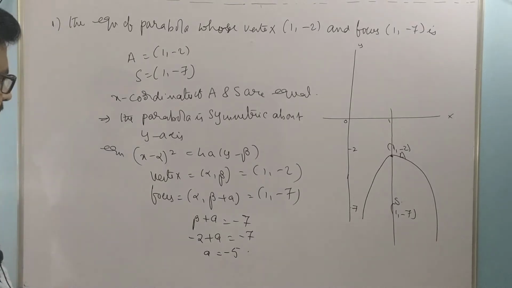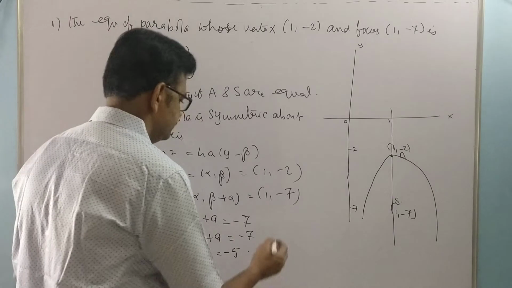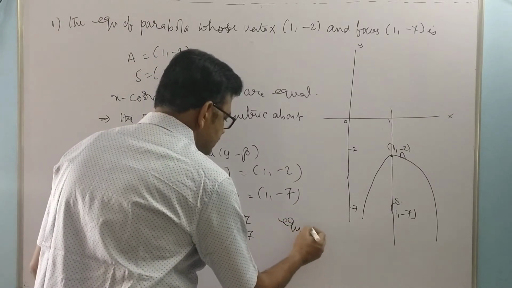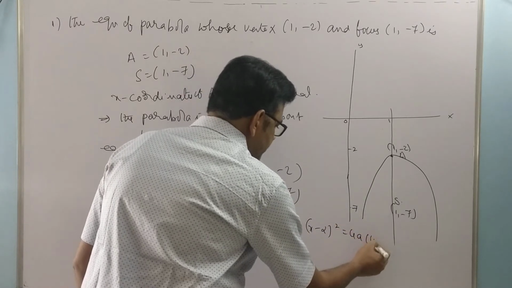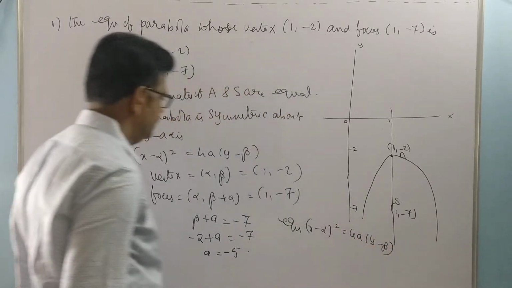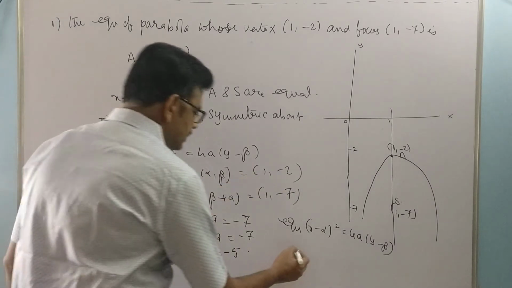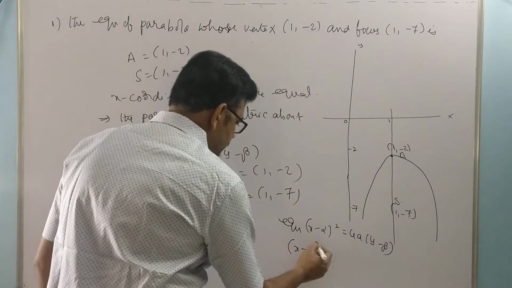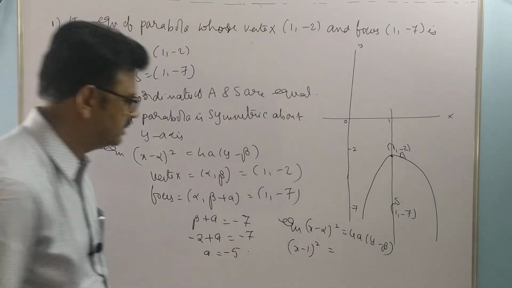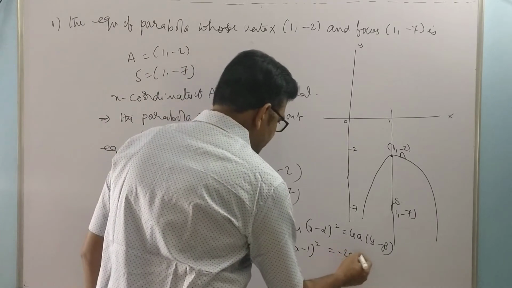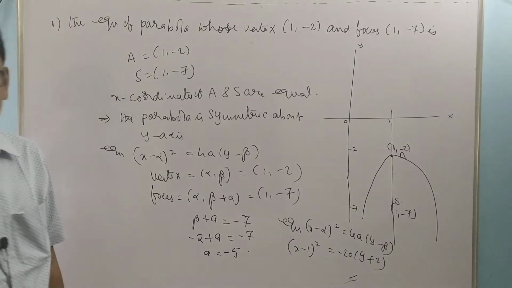So the equation of the parabola is (x minus alpha) whole square equal to 4a into (y minus beta), where (alpha, beta) is (1, -2). So this is (x minus 1) whole square equal to 4a, and a is -5. So this is -20 into (y plus 2). This is the equation of the parabola.